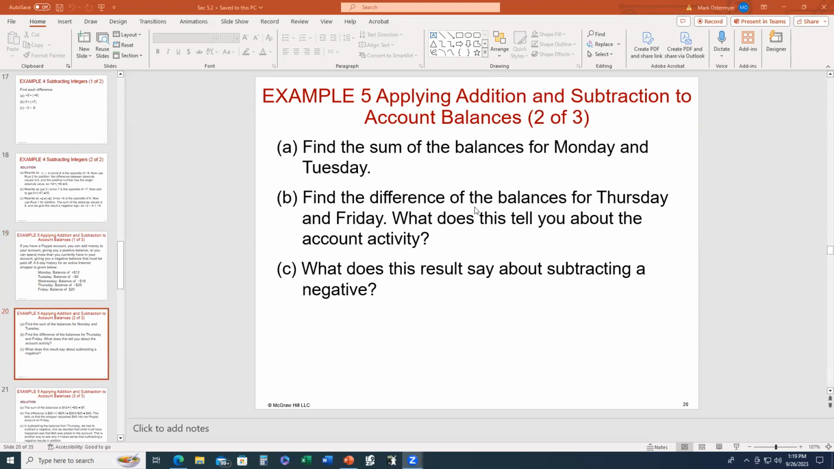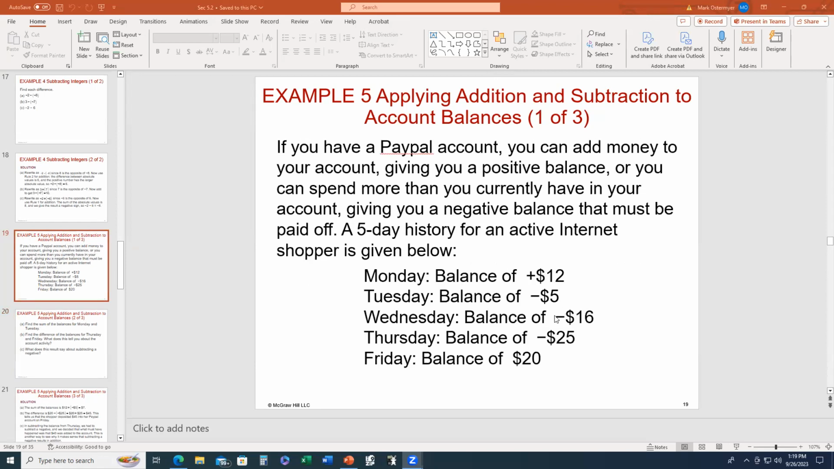Part B, find the difference. Oh, careful. Find the difference means we're going to have to subtract. Find the difference of the balances for Thursday and Friday. So what does that mean we're going to do here? Well, we're going to subtract. Difference means subtract. So we could take Thursday's balance, which is negative $25. I'm leaving the dollar sign off. And we're going to subtract off the balance on Friday, which is $20.